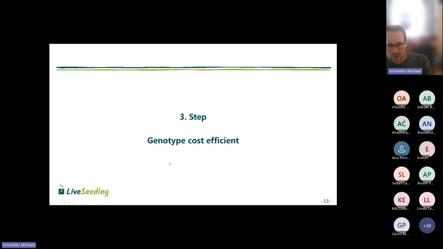Now I want to come back to the point where we want to do this cost efficiently. Okay, there's one question from Linda that I quickly want to answer. What if I want to create an OHM from a crop which has no reference genome?